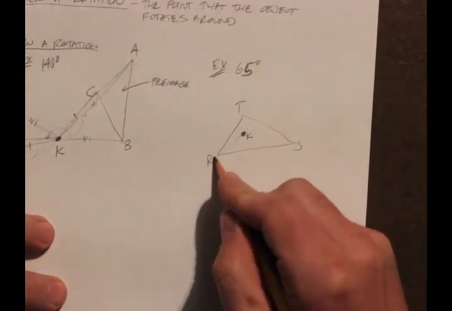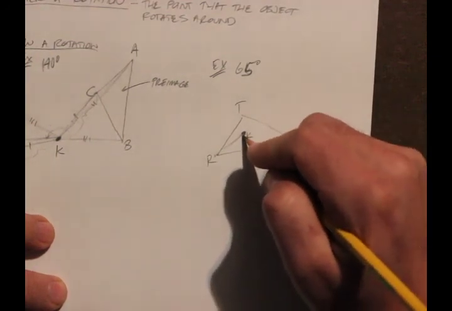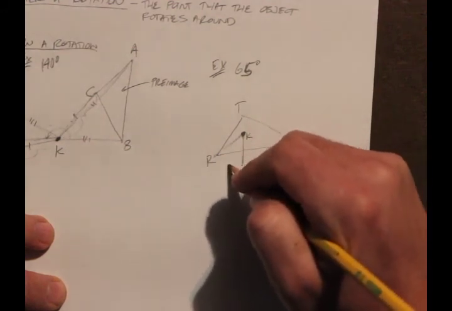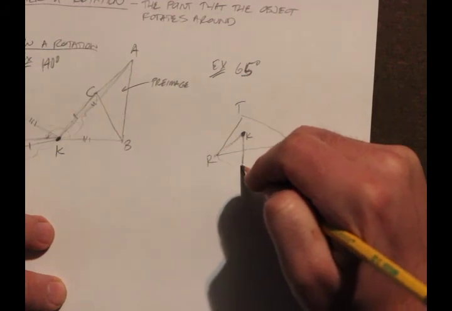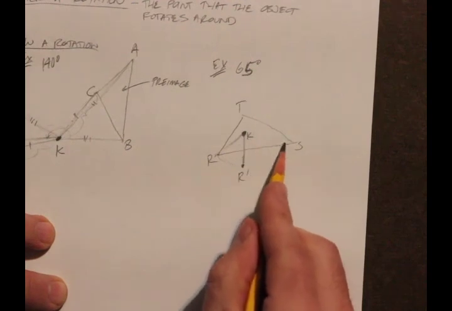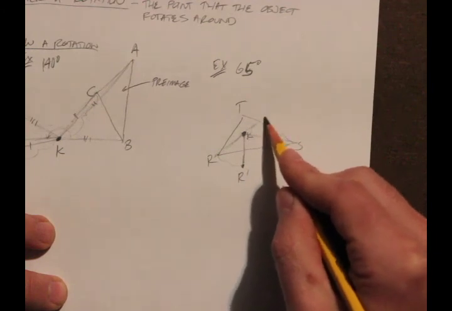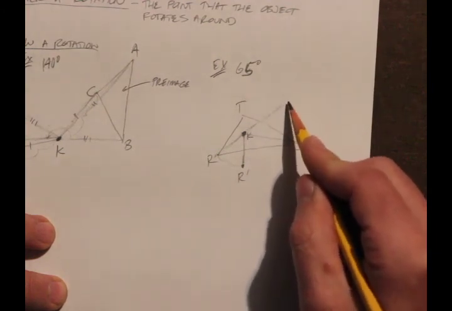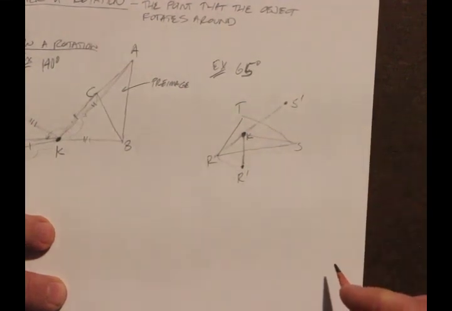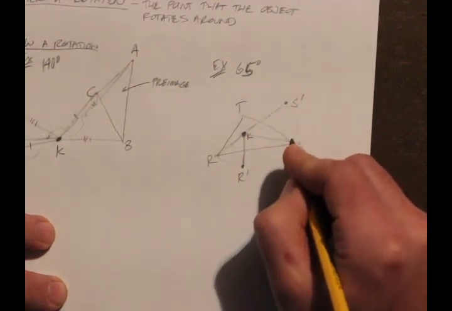So I'm going to look at this distance here from R to K, and I'm going to say 65 degrees is about like that. And I'm going to take this distance, and this is the same distance here. So now I've got R prime. And then S, I'm going to do the same thing. From there to there is S, and then about 60 degrees is right there. Protractor and a ruler would be super helpful here. I'm just assuming that you don't have the ability to use those right now. So there's S prime. So I've gone 65 degrees.